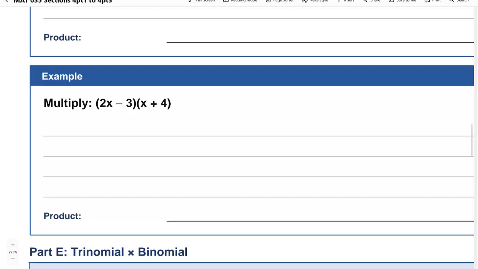So with this one, we have 2x minus 3 times x plus 4. So we're going to do FOIL. So we're going to do front. 2x times x is a 2x squared. Outsides, 2x times a 4 is 8 times x. Insides, negative 3 times x is a negative 3x. And then last, negative 3 times 4 is a negative 12. Combine like terms. I have 2 x terms in the middle. And that's going to come up to a 5x. So my final answer is 2x squared plus 5x minus 12.